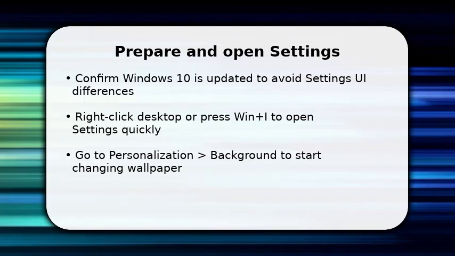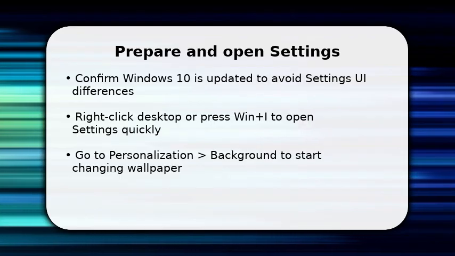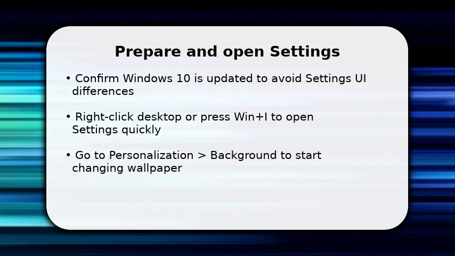You'll start by opening Settings because that centralizes wallpaper options. Right-click the desktop or press Win+I to open Settings fast, then navigate to Personalization and Background. Once there, choose Background type: Picture, Solid Color, or Slideshow. Pick Picture to set a single image or Slideshow for rotating images.